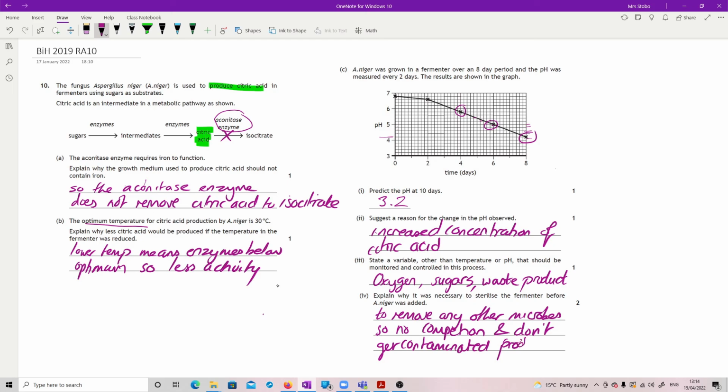I didn't check exactly what they said in the mark scheme for those ones, so I think that's probably actually 3 marks and you only needed 2 of them. Okay, that's the question.